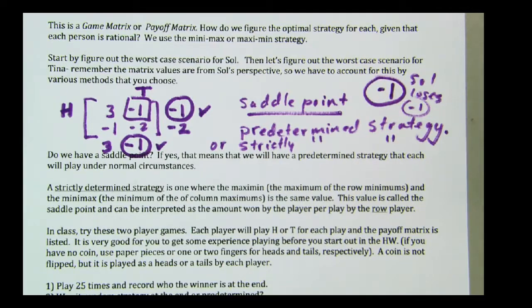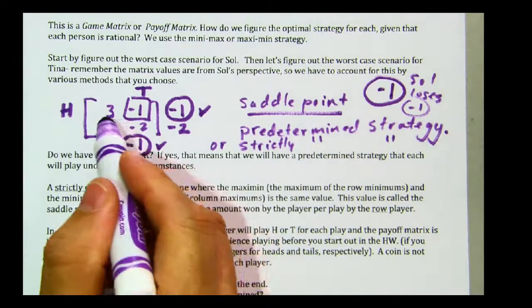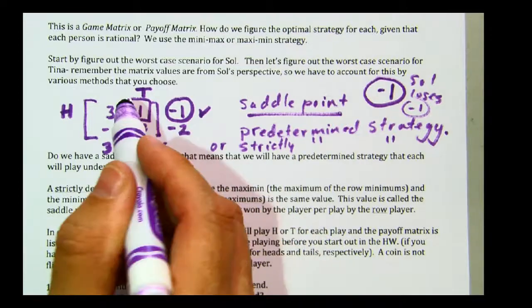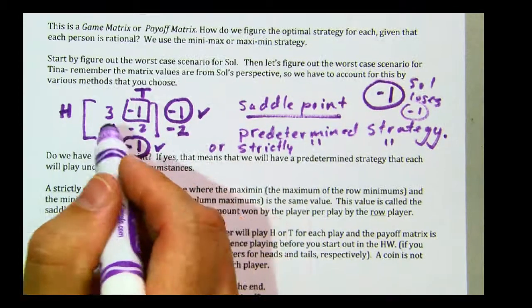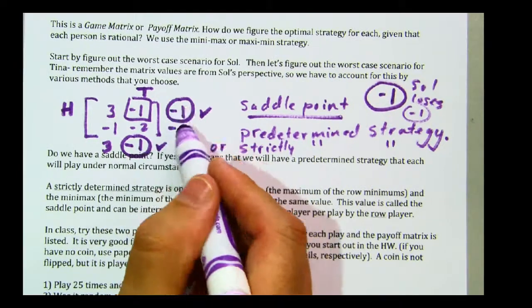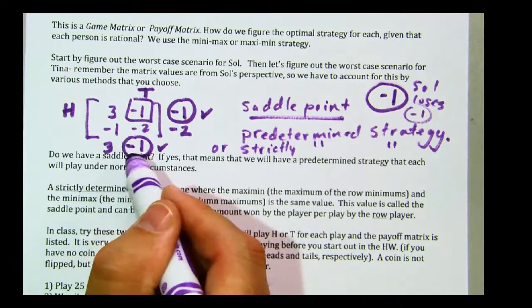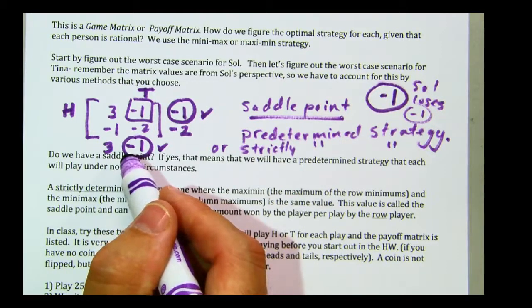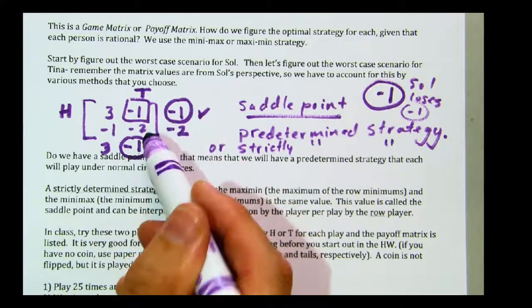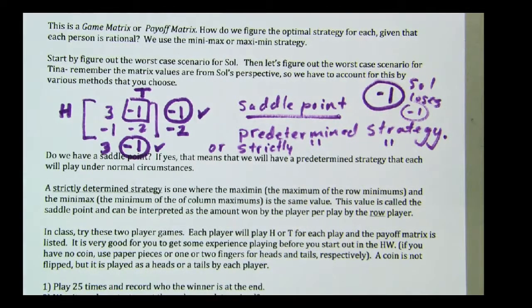Now, this mini-max, maxi-min, this all can get a little confusing. If you keep it in very simple terms, though, I think it works out. Worst case scenario for Saul, find it. Worst case scenario for Tina, find it. You're going to take the maximum of these numbers, the minimum of these numbers. That's all you're going to do. So don't overwork all this terminology. Just do it that way and you should be okay. If they turn out to be the same value, then we have strictly determined.